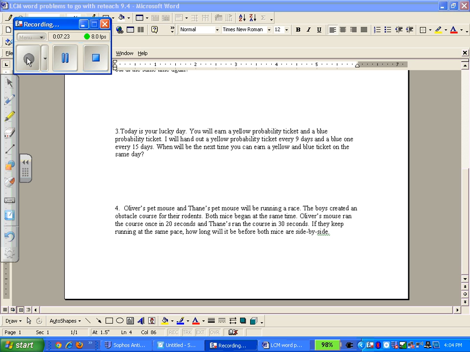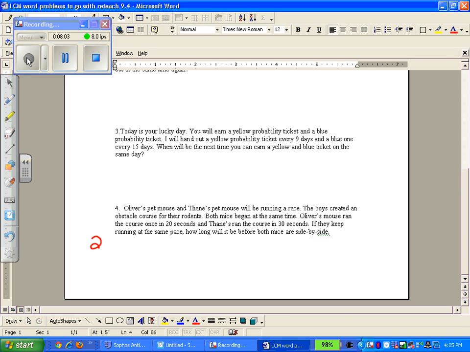The last problem. On your practice, or the reteach 9.4, the numbers they give you are 20 and 30. So again, I turn this into a word problem, so this will help you understand why it's important to learn how to find the least common multiple. So here's our problem. Oliver's pet mouse and Thane's pet mouse will be running a race. The boys created an obstacle course for their rodents, hopefully not in school. Both mice began at the same time. Oliver's mouse ran the course once in 20 seconds, and Thane's ran the course in 30 seconds. If they keep running at the same pace, how long will it be before both mice are side by side again, just like they were at the beginning?